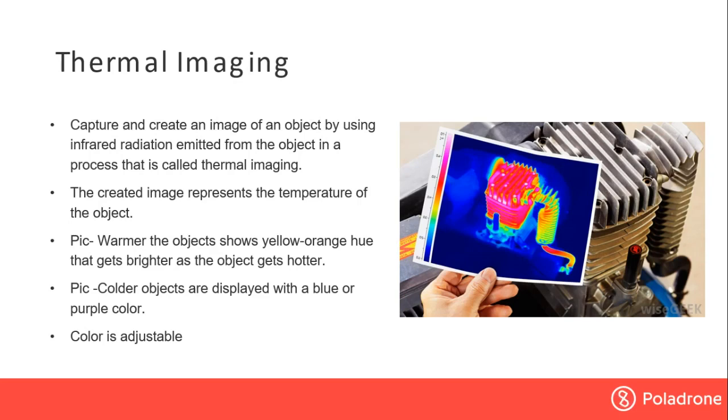So the cooler parts can be shown in red or yellow, and the warmer parts can be shown in blue or purple. It depends on how you set up your device.